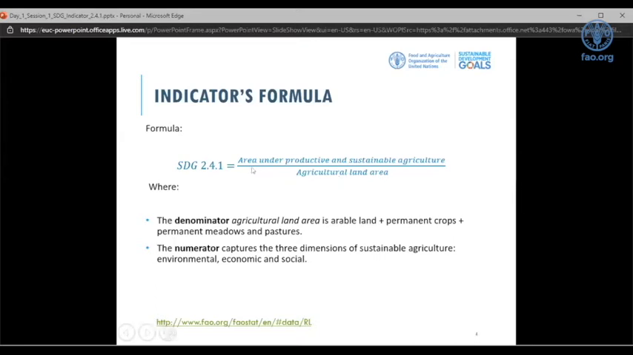The issue obviously is with the numerator of the formula. How do we measure area under productive and sustainable agriculture? What is clear from the description of the target, which I covered on the previous slide, is that we have to look at sustainability across all its dimensions, that is economic, social, and environmental. This means that agriculture land area under productive and sustainable agriculture will be the agriculture area of those agriculture holdings or agriculture farms that satisfy the sustainability criteria for the 11 sub-indicators selected across the three dimensions of sustainability.